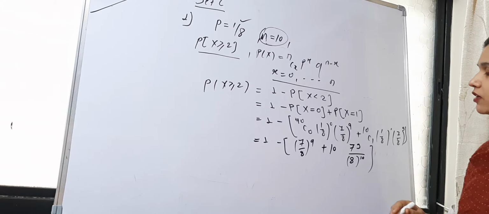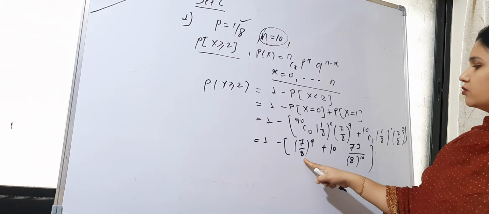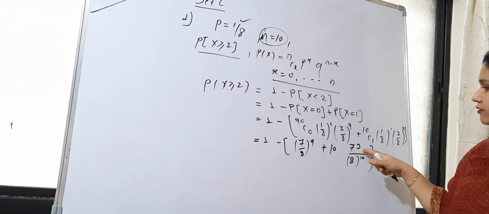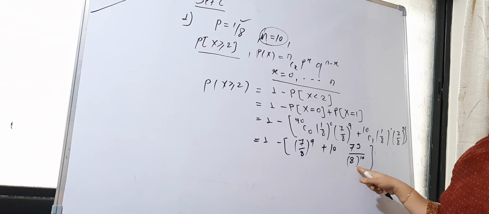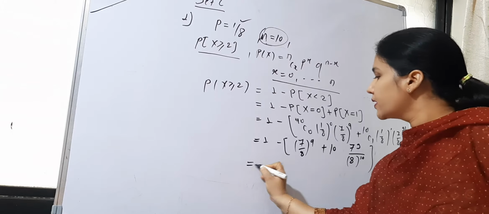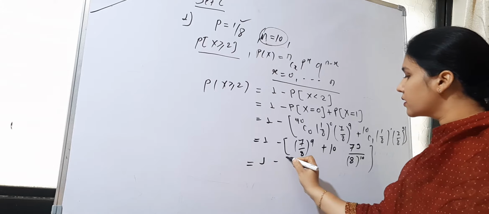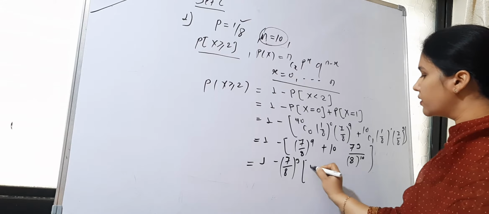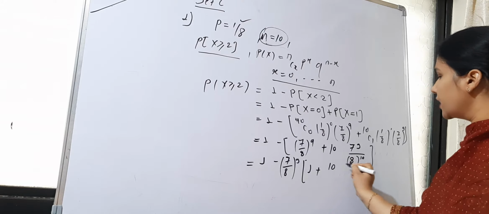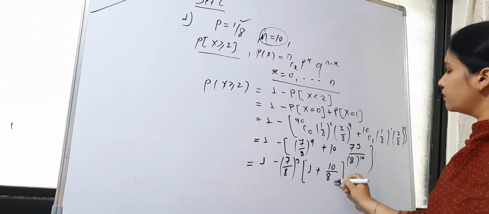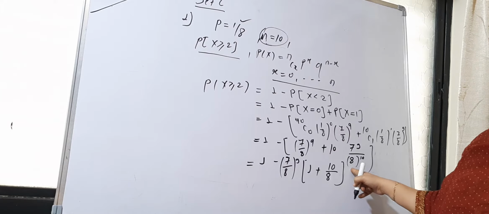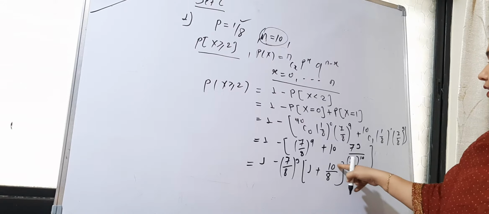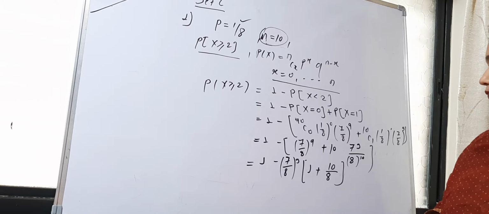So what we can do, we can take 7 by 8 raised to 9 out of the bracket, because here also 7 raised to 9 and here also 8 raised to 9 we can take common. So it will become 1 minus, 7 by 8 power 9, I am taking common, here 1, here 10 is remaining and the denominator has one more 8, because we are taking common 8 raised to 9. So one 8 is remaining here, 10 by 8.